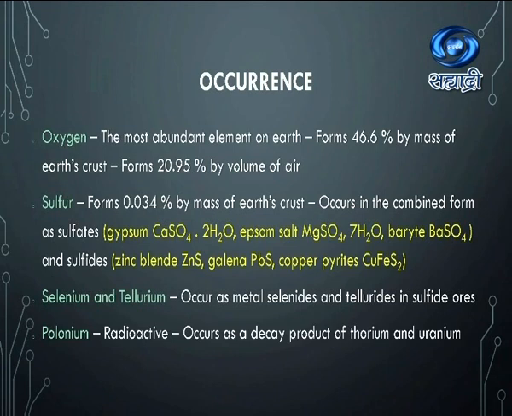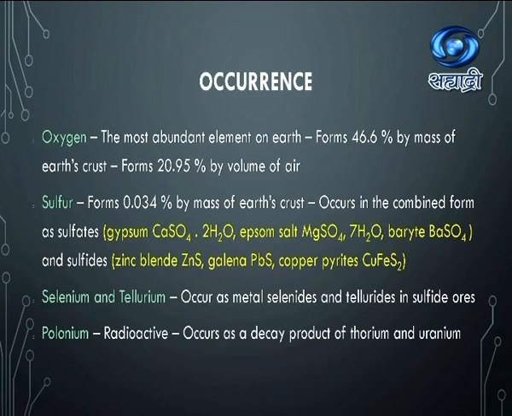Sulfur occurs in the combined form as sulfates. Some examples are gypsum salt, Epsom salt, barite, etc. It also occurs in the combined form as sulfides. Examples are zinc blende, galena, that is sulfide of lead, and copper pyrites, that is mixed sulfide of copper and iron.